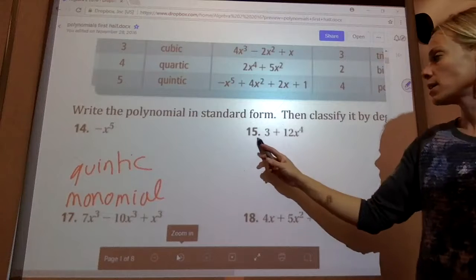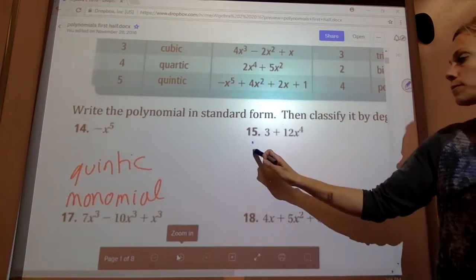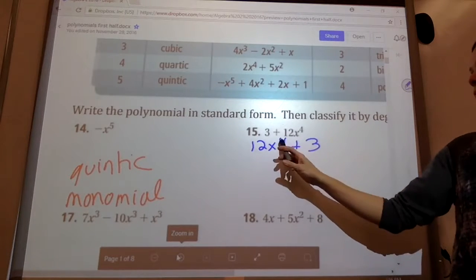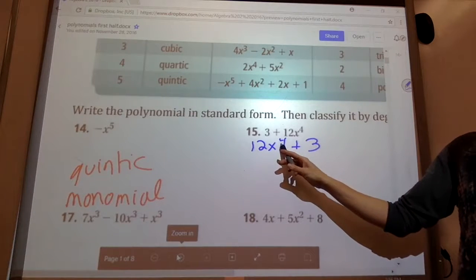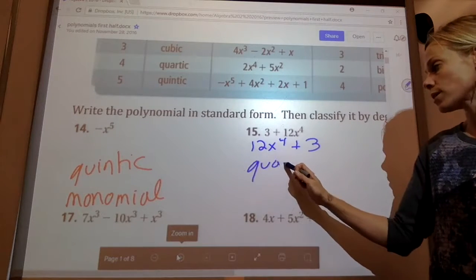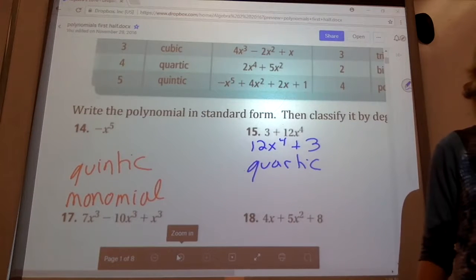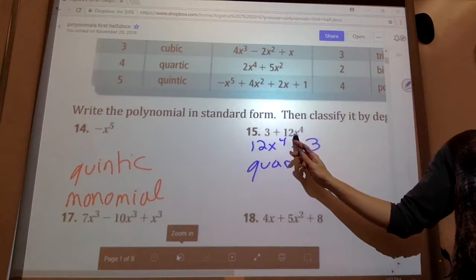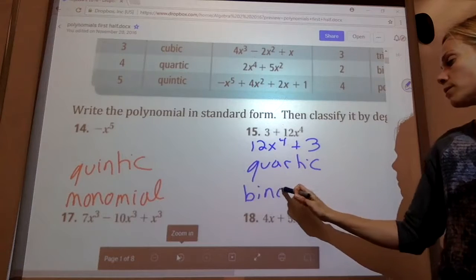So in this one, I need to put it in standard form because which term should be first? 12x to the 4th should be first, then the 3, because this is a degree of 4, that's a degree of 0. So I look at the highest power, and it's a 4. So the name of this is going to be quartic, right? 4 quarters in a dollar, 4 quarts in a gallon, quartic. And the number of terms, there's 2 terms, so I call this a binomial. Very good.